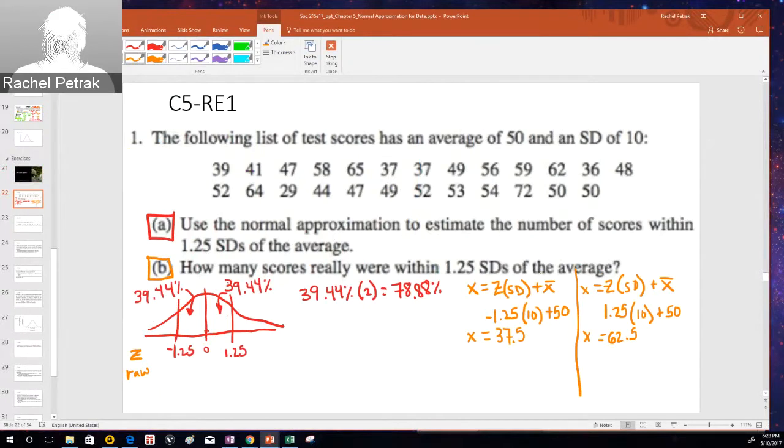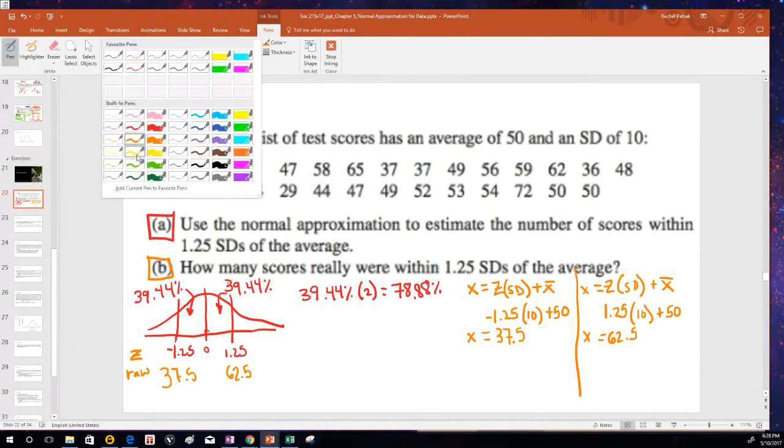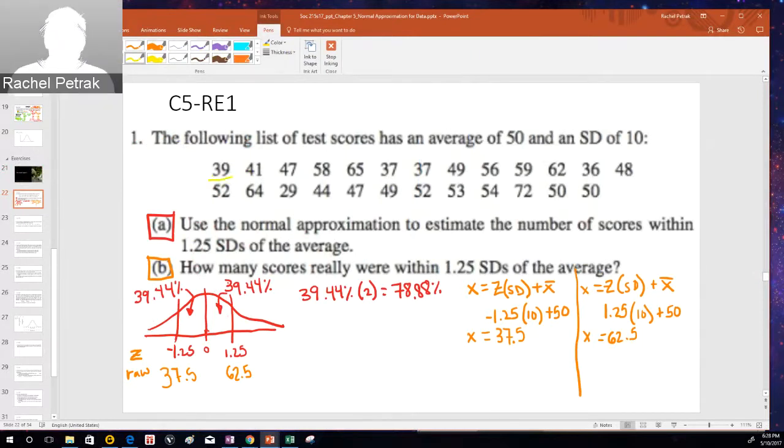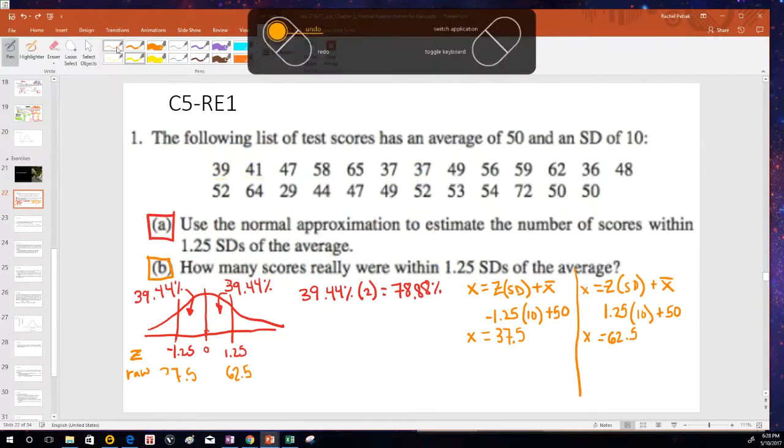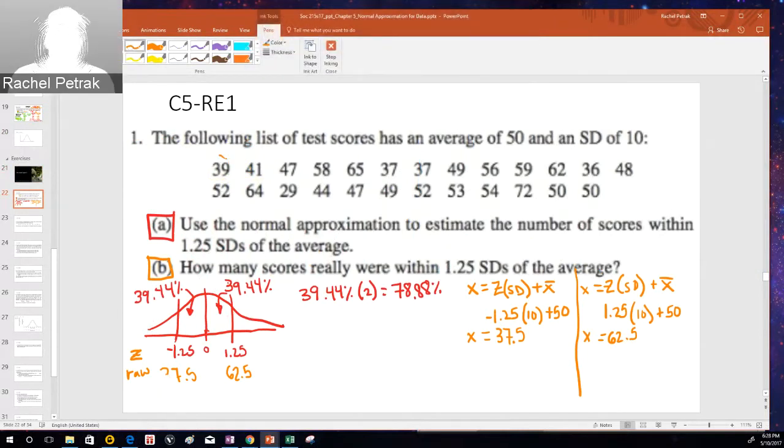So how many scores were really within 1 1/4 standard deviations of average? Well, we know these raw scores now are 37.5 and 62.5. And we can just look up here. Let's see, what were the scores that fell between these 2 points? I'll just underline them. That's 39, 41. So lots of these scores fall within our realm. 37 is below, so we'll leave that out.